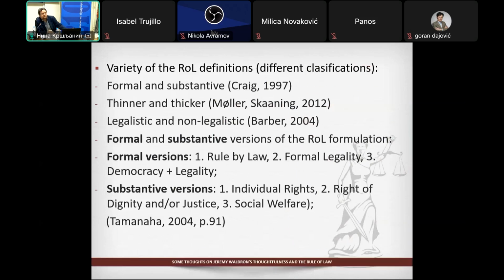There are a variety of rule of law definitions. I won't explore this issue in more detail because you are familiar with these classifications. The most common classifications have been given by Craig, the classification into formal and substantive theories, also thick and thin, legalistic and non-legalistic, according to Barber, and the approach that is, I would say, the most suitable, offered by Brian Tamanaha. Difference between formal and substantive versions of the rule of law definition, but also some other sub-classifications within this main classification.